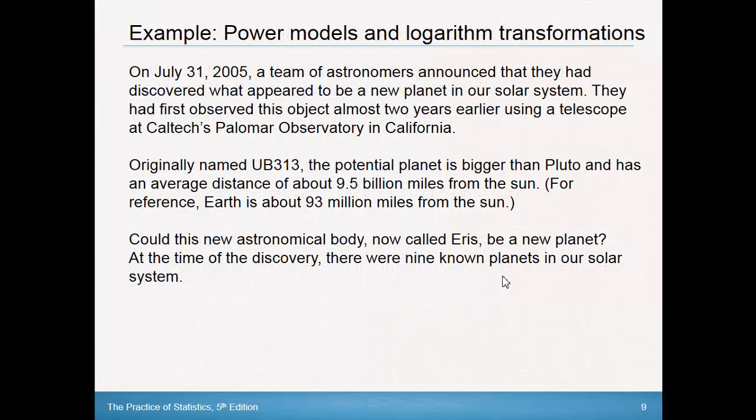So July 31st, 2005, a team of astronomers announced that they had discovered what appeared to be a new planet. They called it UB313. The potential planet is bigger than Pluto and has an average distance of 9.5 billion miles from the Sun. Could this new astronomical body, now called Eris, be a new planet?